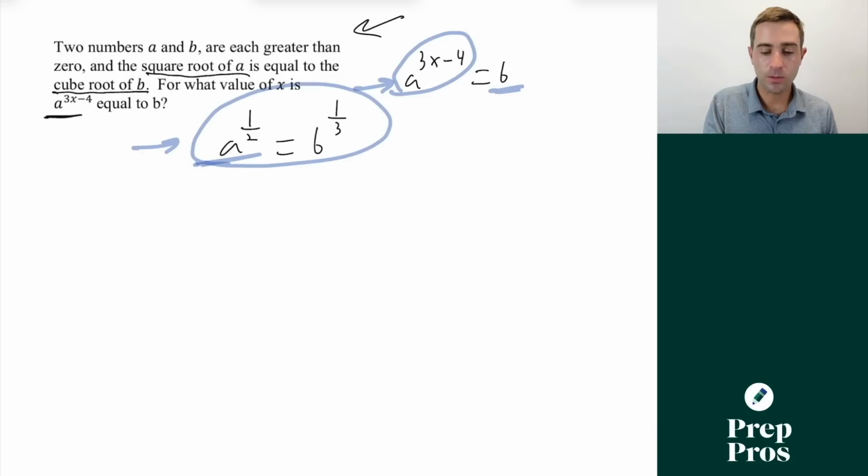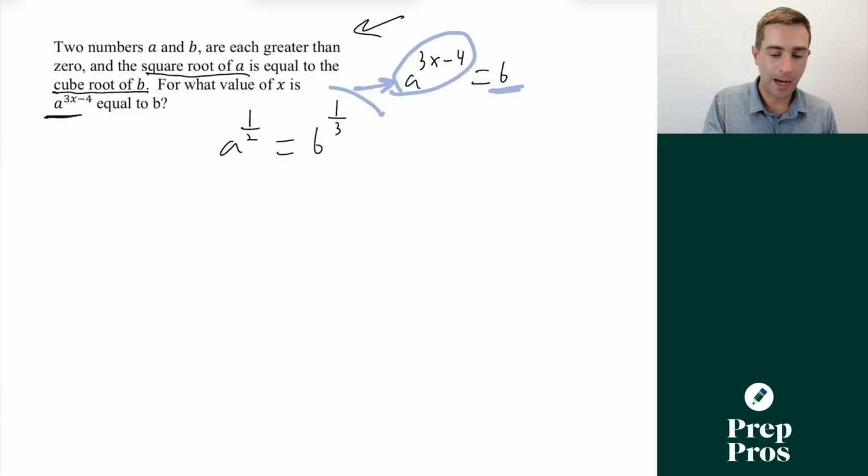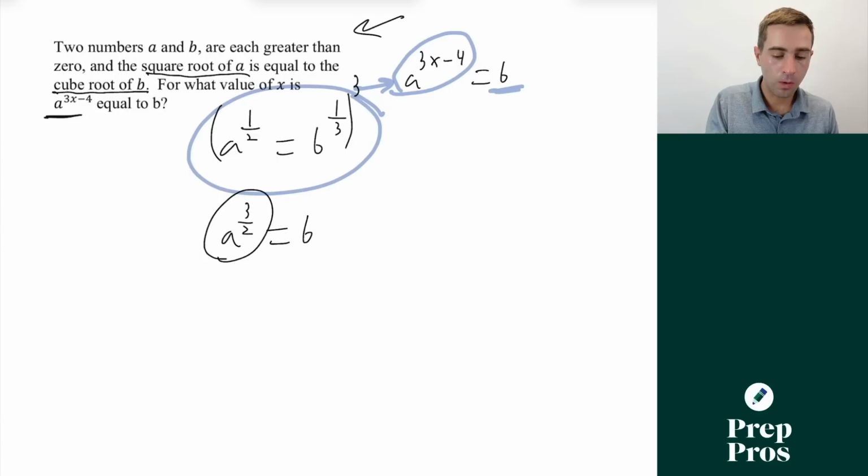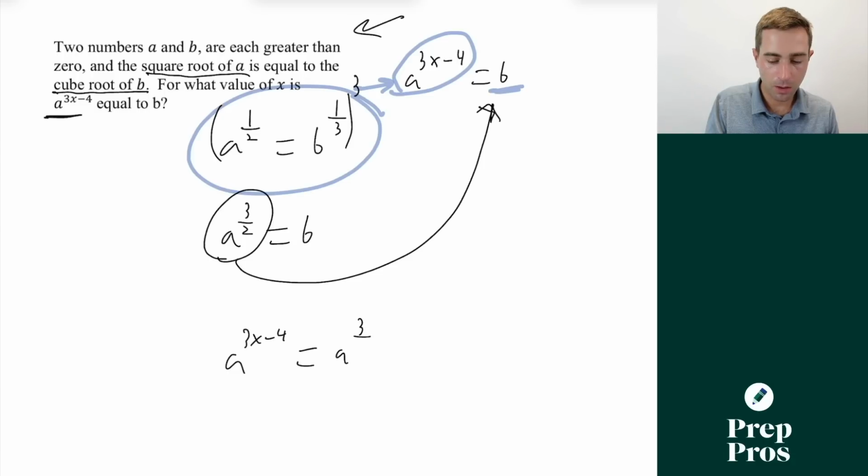That basically just tells me I want to make this second equation here that we're now looking at equal to b. And the easiest way I can do this is I can just simply raise this entire expression to the 3rd power, because 1/3 times 3 is going to give us 1, and now we can substitute in. So we can rewrite this as a to the 3/2, 1/2 times 3, is equal to b. Now we can substitute this in. So now we can say a to the 3x minus 4 is equal to a to the 3/2.